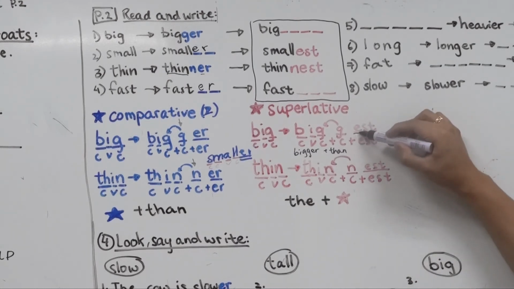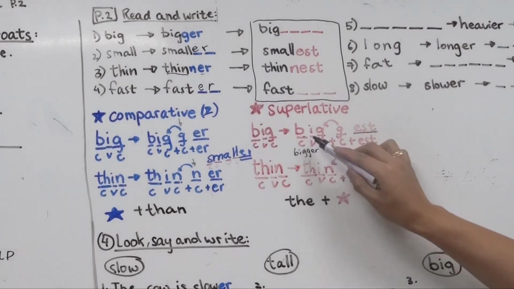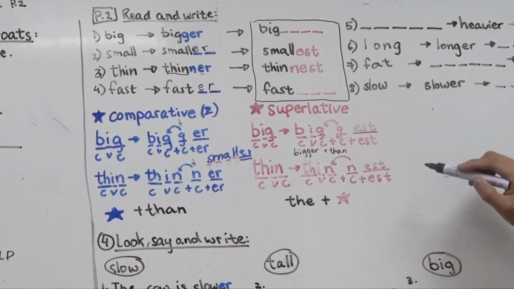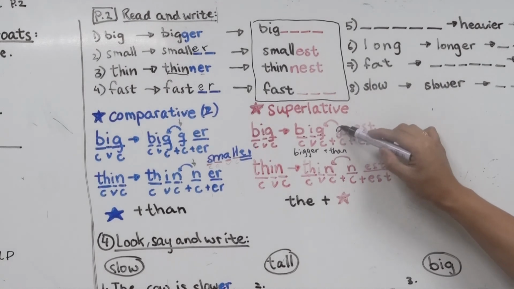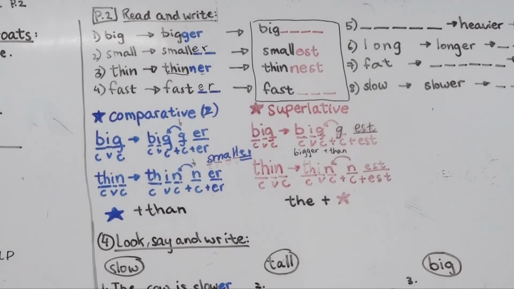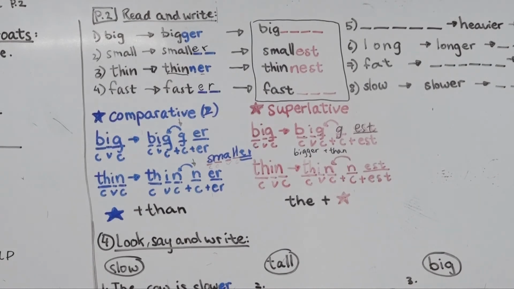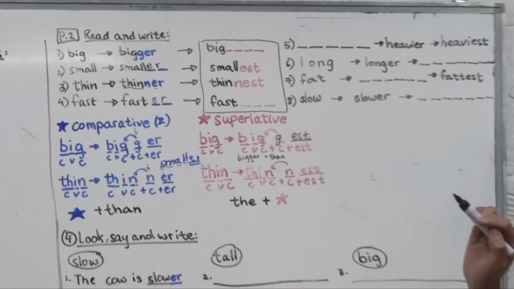You put EST. But before we put EST, we also have to look at the C, V, and C. Because CVC, we have to put another G and then you put EST, alright? So same as ER, right? But this one means the most. Out of 50 people, only one is the biggest.